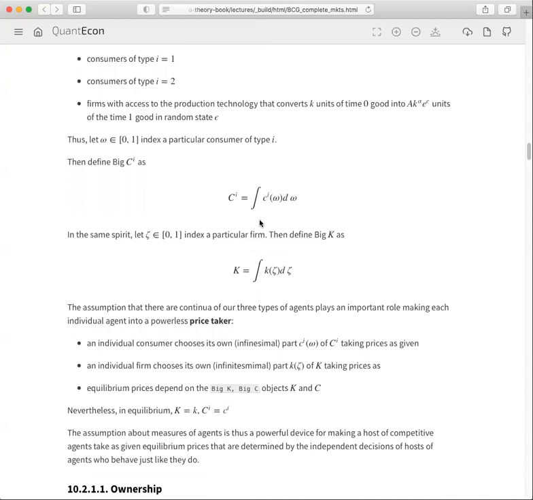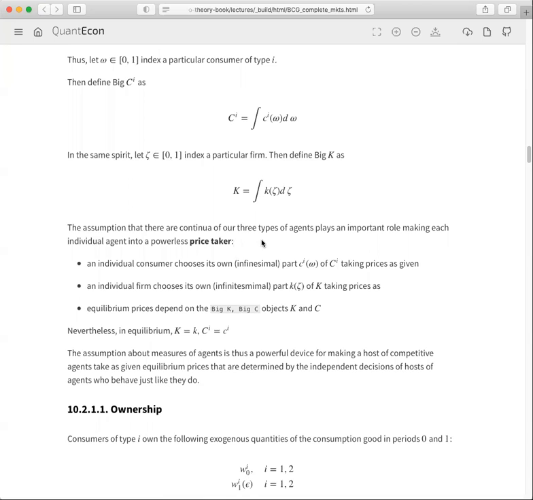the reason we do this formally is that each of our agents is going to be a price taker. So an individual consumer is going to choose its infinitesimal part of this, it's going to choose this little c_i part of big C_i, taking prices as given. But prices are going to depend on the big C_i's. It's going to take those as given. Same thing with the firm.